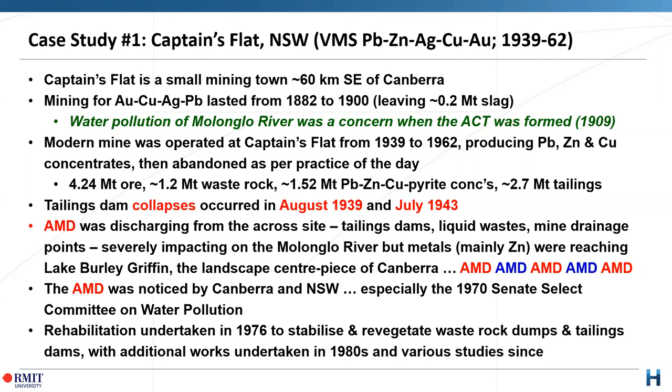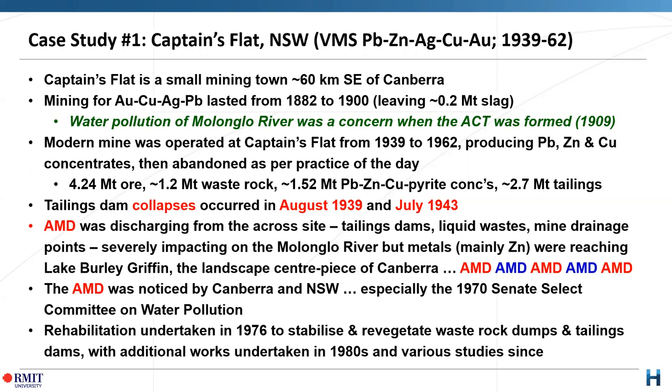So when we look at the more modern era, there was a modest scale mine that operated at Captain's Flat, and it processed roughly 250,000 tonnes per year of lead, zinc and copper and associated gold and silver. So it was pretty modest, only just over 4.25 million tonnes of ore processed. In total, something like about 1.2 million tonnes of waste rock. About 1.5 million tonnes of concentrates were exported, leaving about 2.7 million tonnes of tailings.